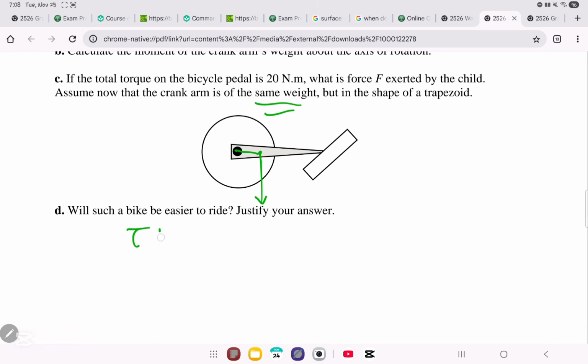The torque decreases. If the torque decreases, then what will happen to the cyclist? The cyclist must exert a larger force because it will be harder for us to rotate it, because the torque decreases, it's becoming smaller. So he'll need to exert a larger force to get the bicycle in motion, making the bicycle harder to ride. So that's it for this video.